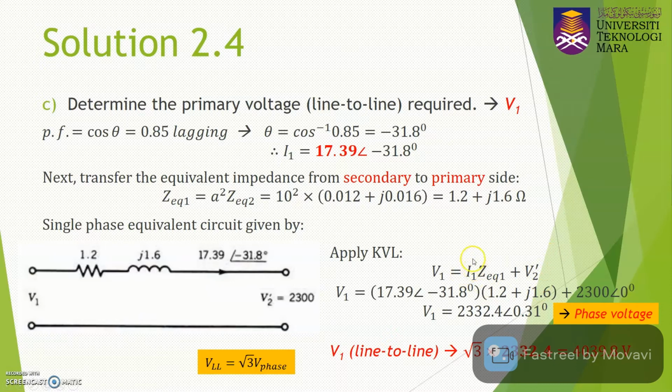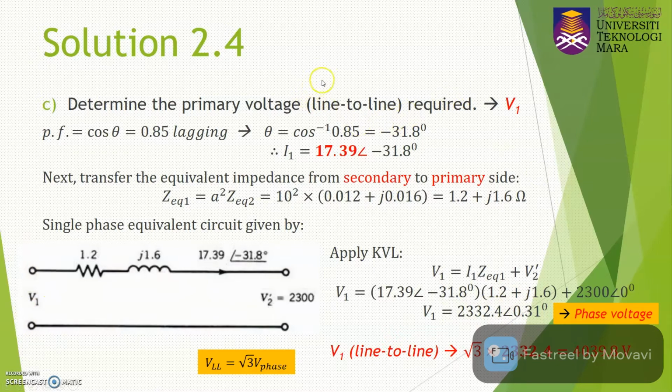Then we can just substitute the value of I1. I1 is given by this, and Z equivalent 1 is referred to here, plus V2 prime is equal to 2300 phase of 0. Finally you get V1 will be equal to 2332.4. This is V1, but it is in terms of phase voltage.